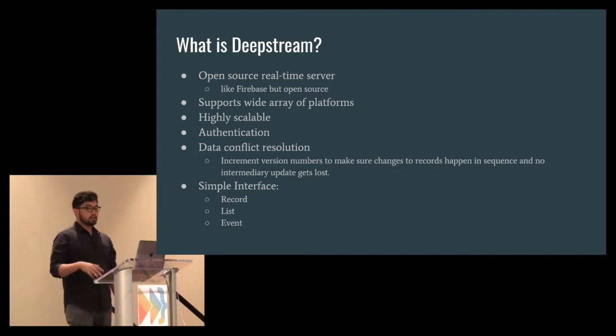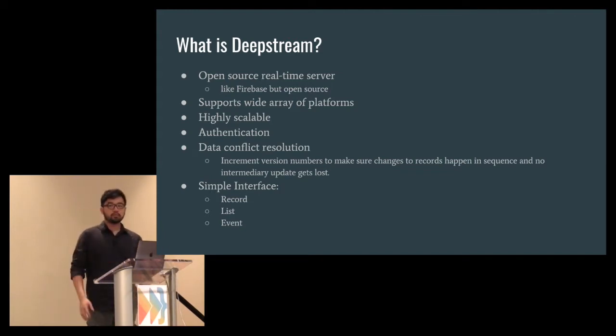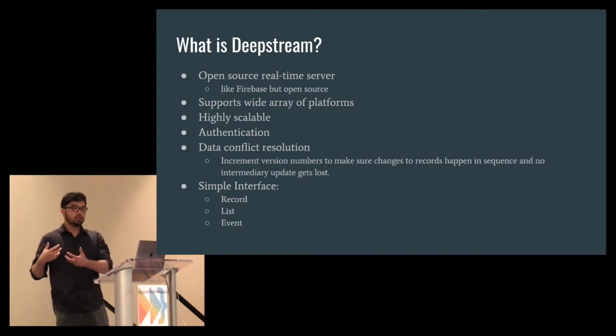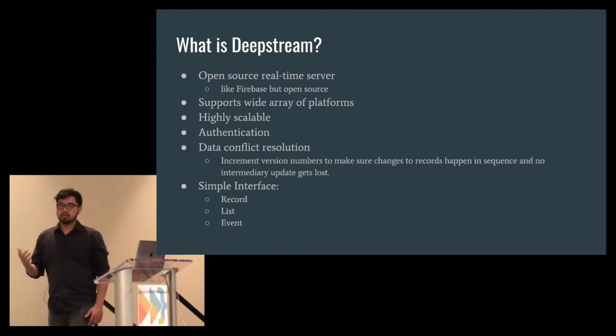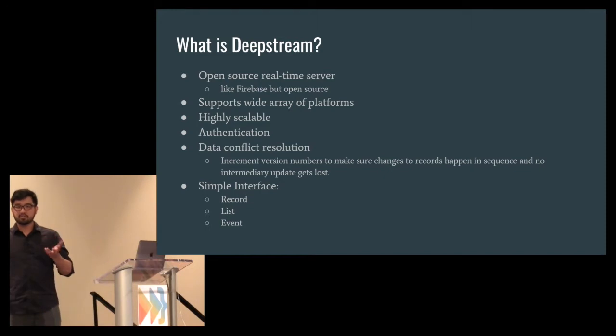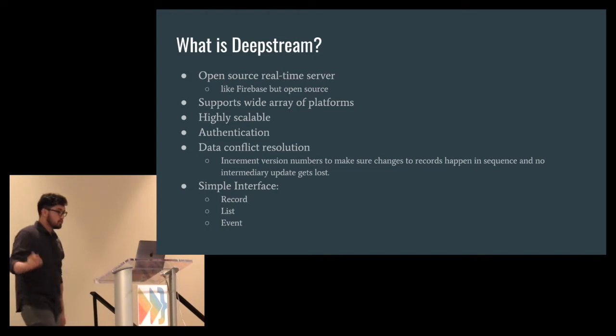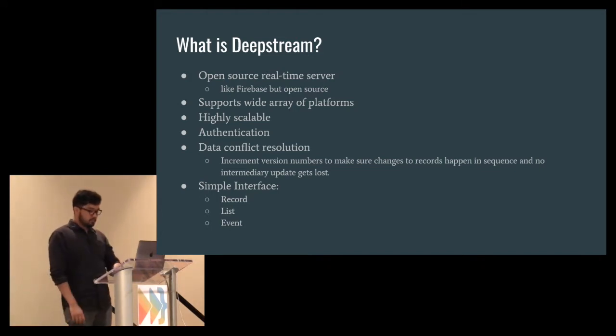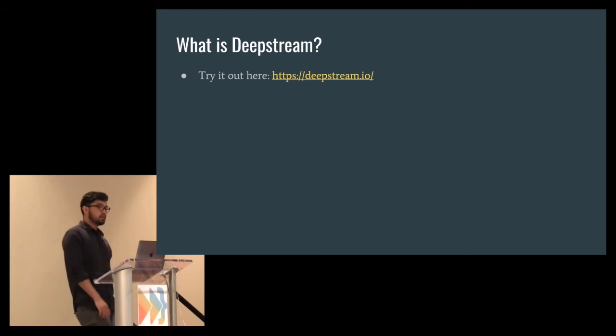It also has data conflict resolution, so in the event that you make an update simultaneously as someone else, it would automatically understand what's going on in terms of the conflict and try to make a resolution on its own. It also has really simple interfaces. It just has almost primitive things: a record, list, and events. So you can try it out here, deepstream.io.